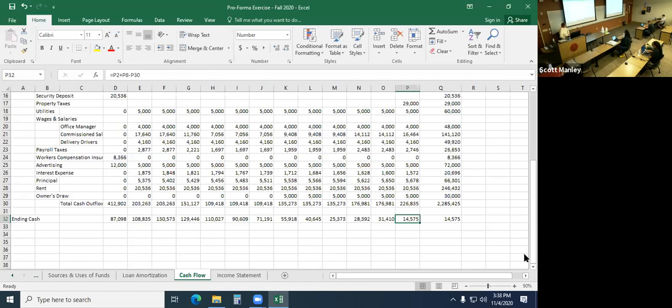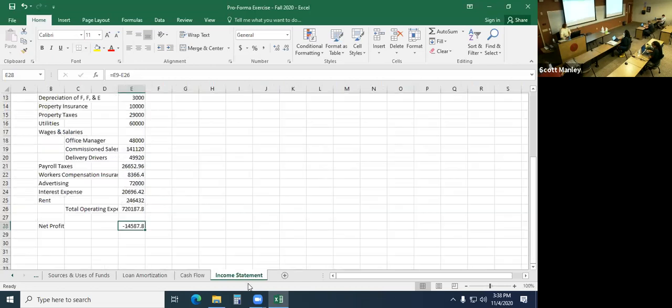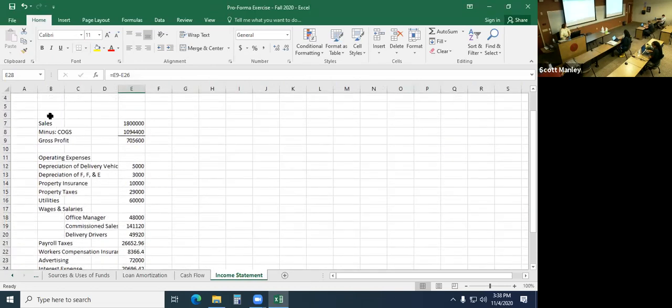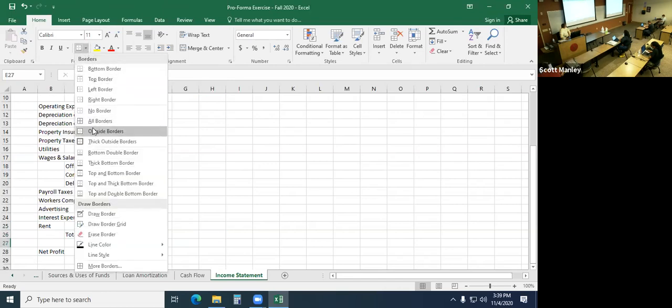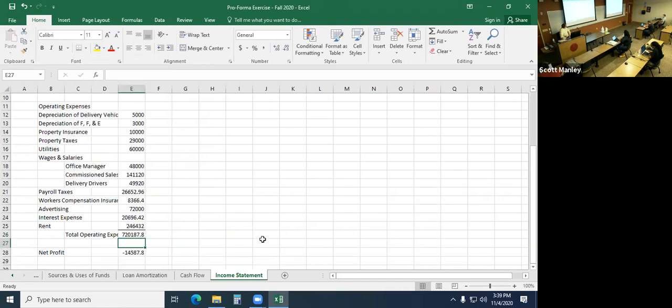Okay. All right. Income statement. As I mentioned, sales minus cost of goods sold equals gross profit. Gross profit minus operating expenses equals net profit. All I'm doing here is putting in a subtotal, right? So for that, I probably really need to put an underline in there, okay? And then for net profit, just because that is kind of my bottom line, I'm going to put in a more meaningful double bottom line, okay?